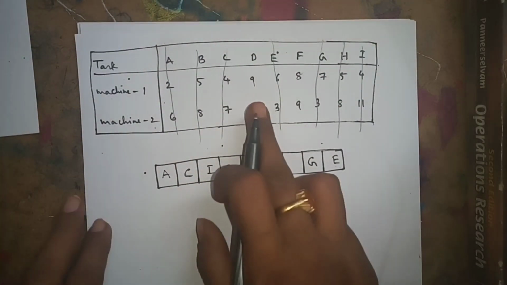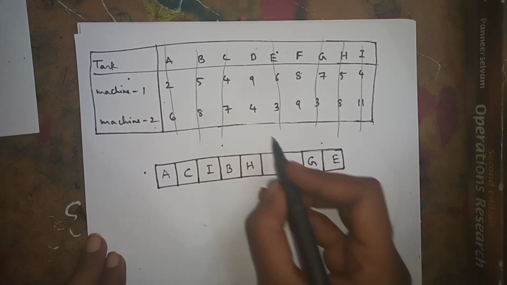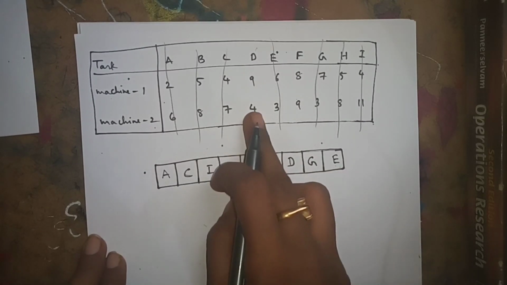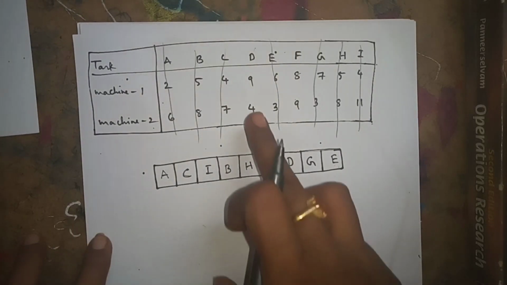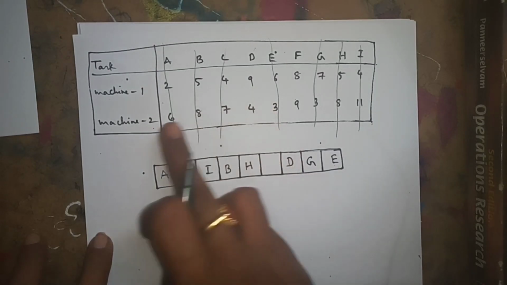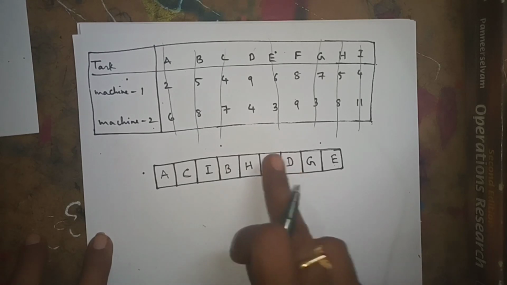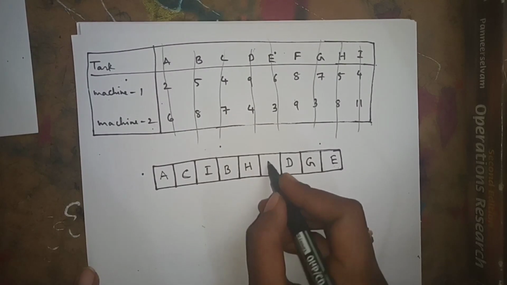The remaining is here, 4 is also already over. D we did not use. We forgot to use D. Because 4 occurs, 4 is the minimum one. 4 is in machine 2, that's why from right to left I wrote here. The only remaining is F. That's why F here.